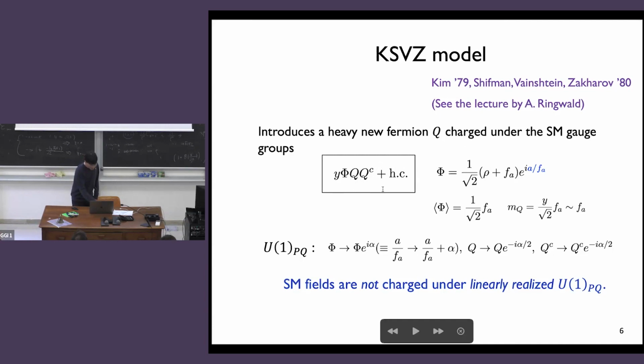And so the associated Peccei-Quinn symmetry is given by this linear transformation of the involved fields. And the key feature of this type of model is that none of the SM fields are charged under this linearly realized Peccei-Quinn symmetry. And this has an important consequence for the low energy pattern of axion couplings.